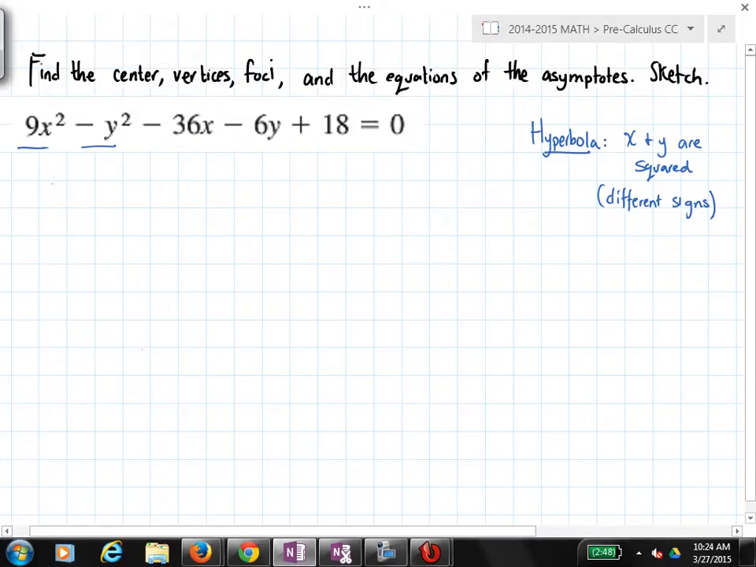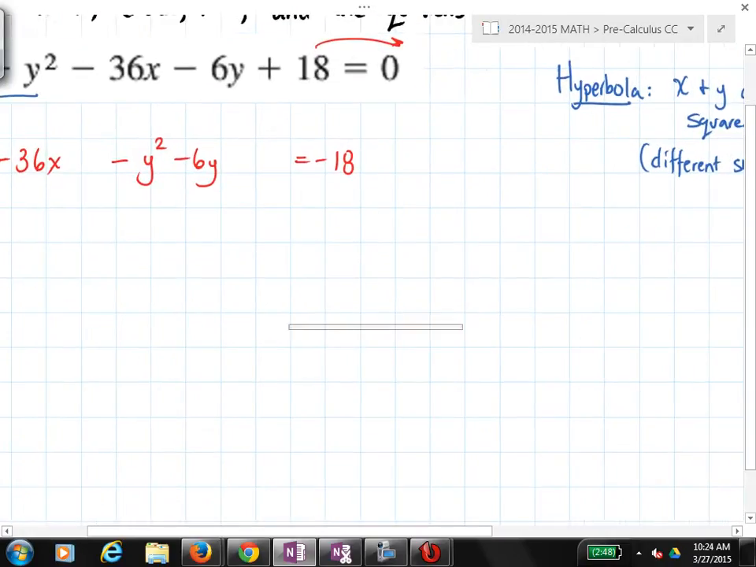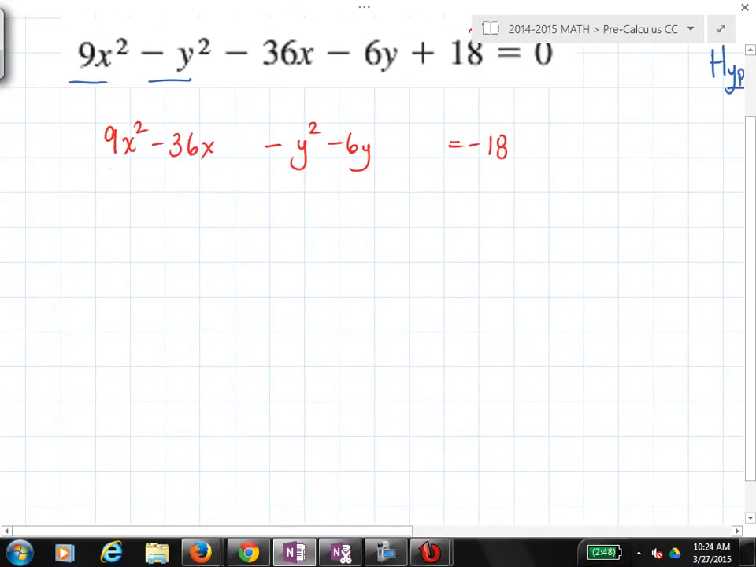So I have to group the x's and the y's together. So I have 9x squared minus 36x minus y squared minus 6y. And then this 18 we can move over as -18. Now, before I can start completing the square, don't forget to factor out these coefficients. And the one that students kind of forget is that the negative also has to be factored out. You can, if you want to, write a -1 in front.